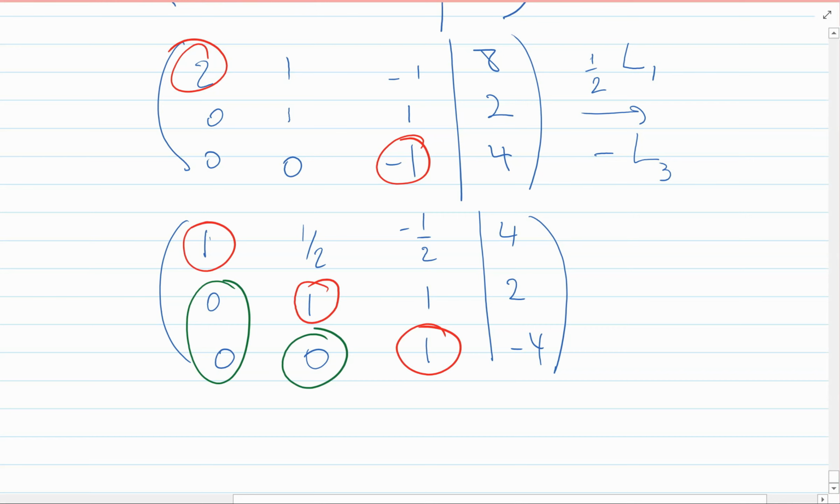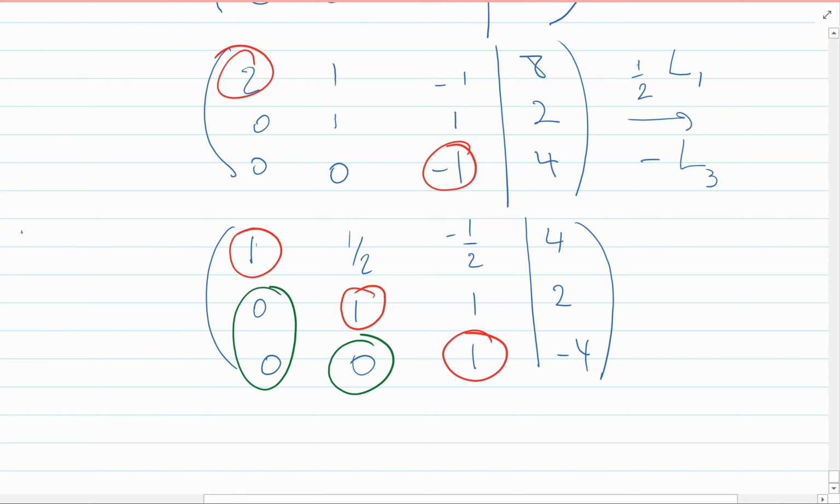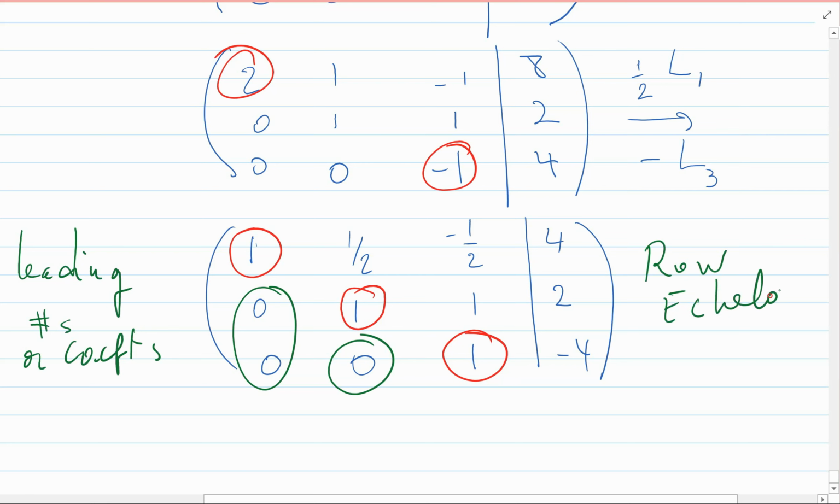So this matrix has a name. It's triangular. I'm talking about the coefficient matrix, and the coefficient matrix is triangular. It's basically upper triangular. In other words, the zeros are under what's known as the diagonal, and we'll talk about it for square matrices. But these numbers that I put in a circle have a name. We call them the leading numbers or coefficients, because they become coefficients for the new system. If you are in this form, this is known as a row echelon form.